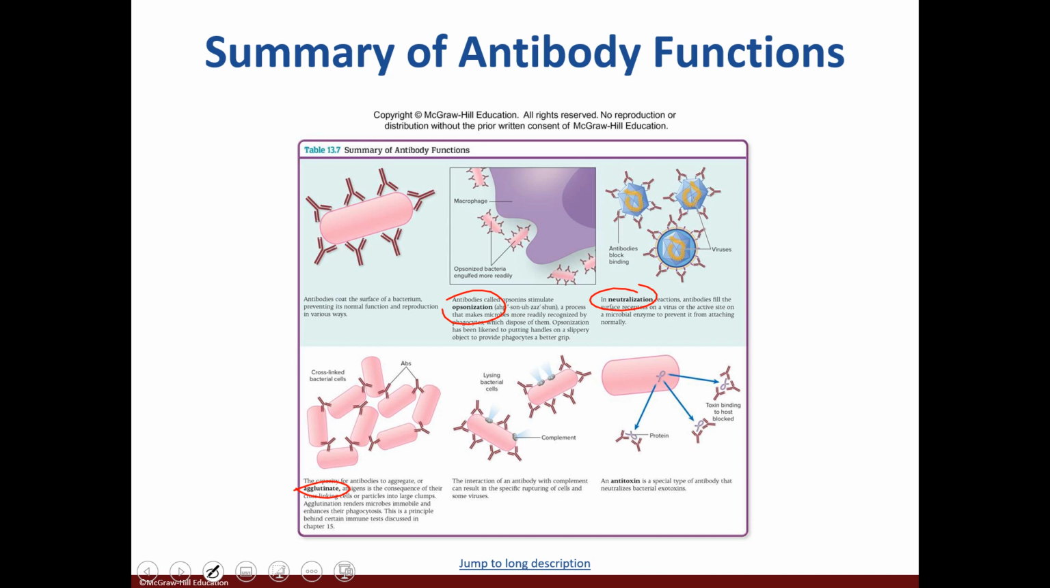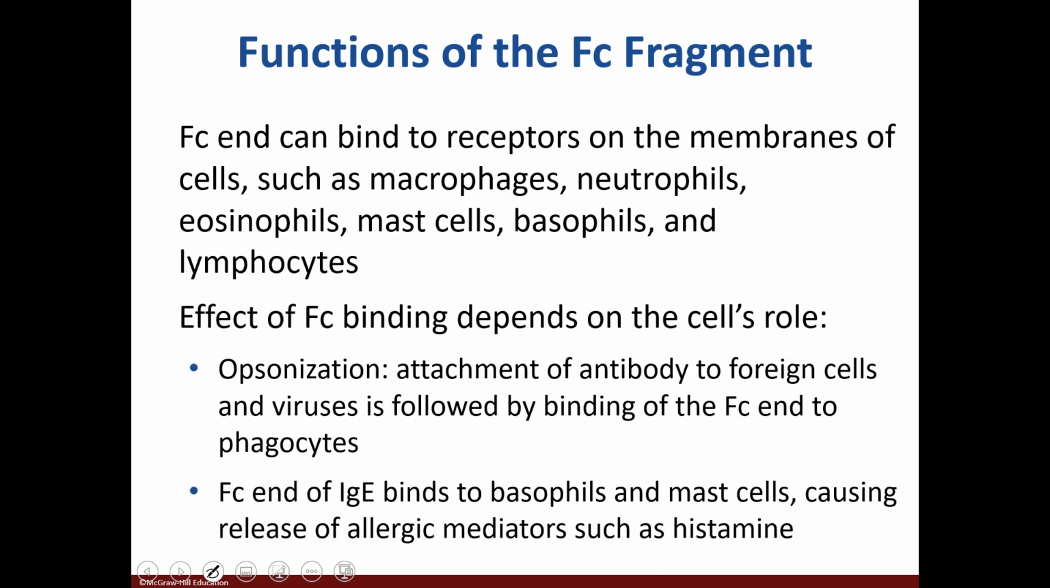Through antibodies binding and with the complement system, lysis of the microbe can occur. Antitoxins are antibodies that can neutralize the effect of exotoxins released by bacteria. The Fc fragment binds to receptors on macrophages and other immune system cells. By binding to the receptors, either opsonization occurs or the release of chemicals like histamines.